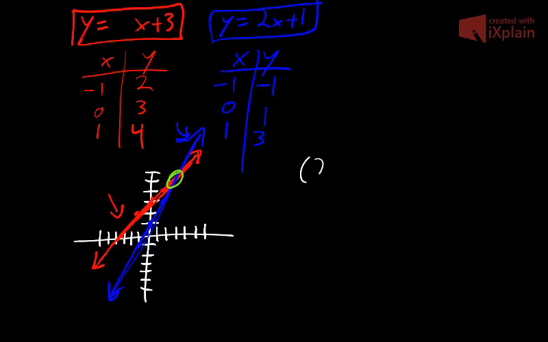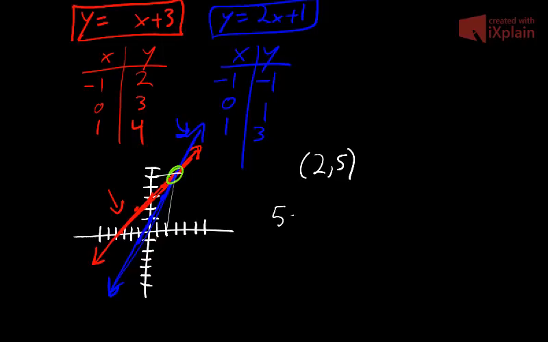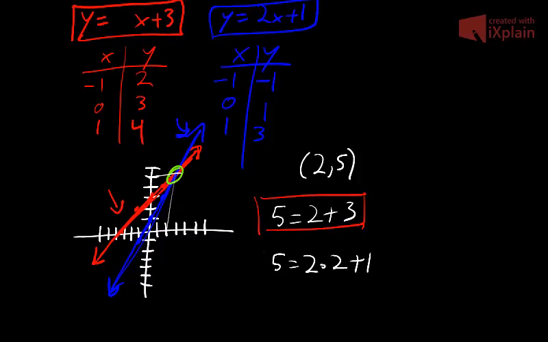So if I drew this a little nicer, it'd be easier to see. It's not too bad. Here's 1, so here's 2 and 5. And if I plug that back in, I can see that 5 equals 2 plus 3. That's good to go for my red equation. And for my blue equation, I can see that 5 equals 2 times 2 plus 1. It's also definitely true, so we're good to go.